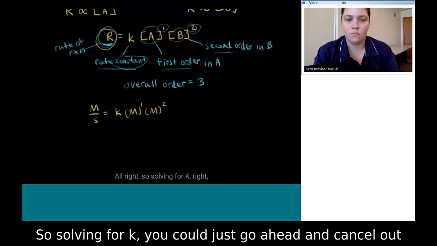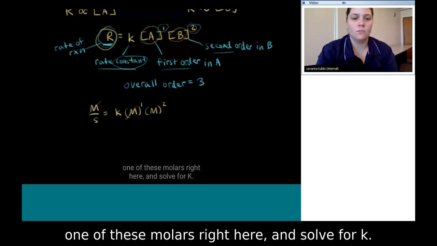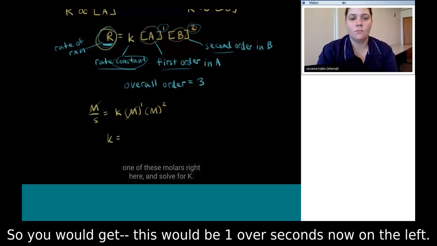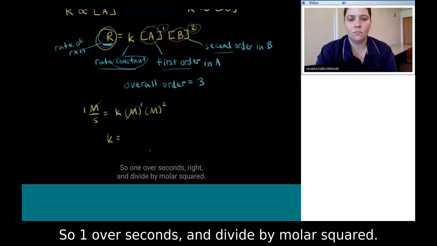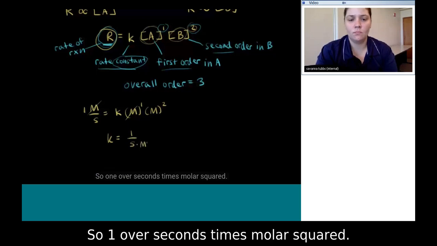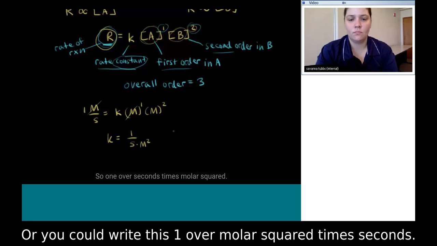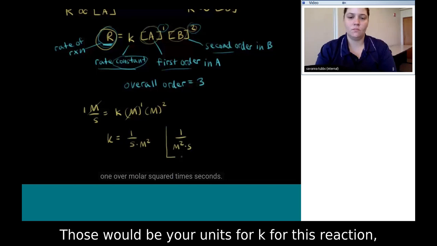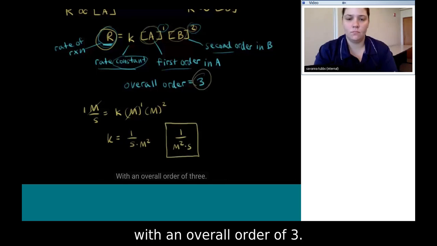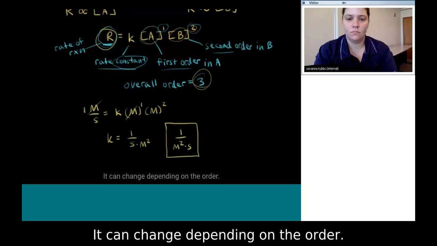All right, so solving for K, you could just go ahead and cancel out one of these molars right here and solve for K. So you would get 1 over seconds now on the left, and divide by molar squared, so 1 over seconds times molar squared, or you could write this as 1 over molar squared times seconds. So those would be your units for K for this reaction, with an overall order of 3. But it can change depending on the order.